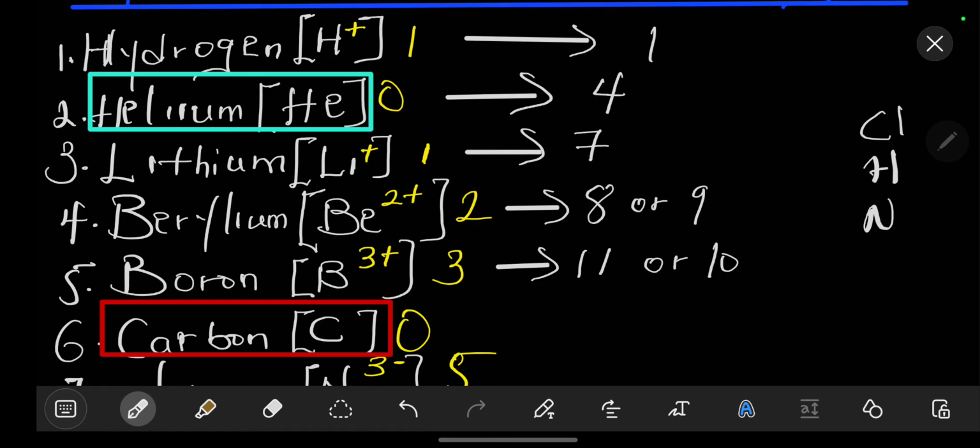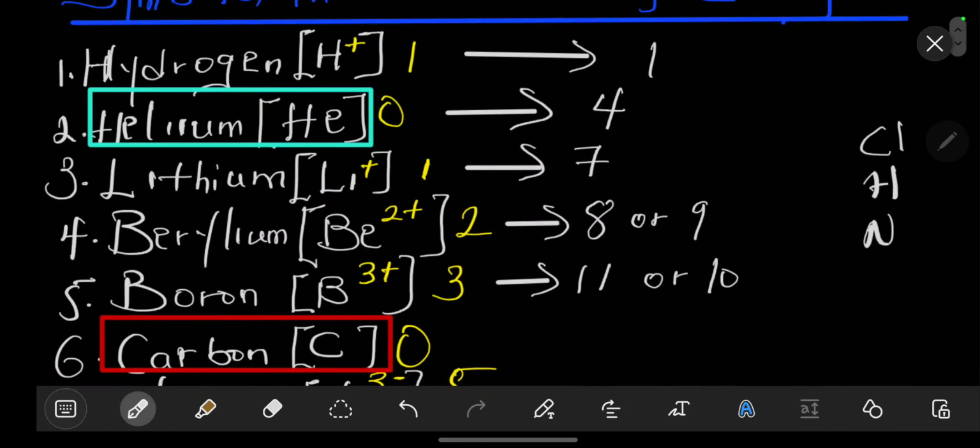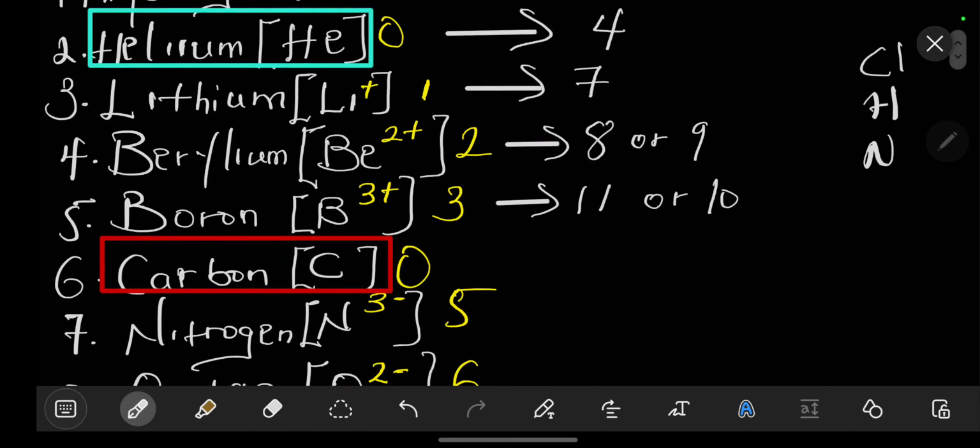Now, I've done the first 5 for you based on the rule I just gave you. Can you pause the video, then solve from number 6, the 6th element, down to the 20th element? Go ahead. Alright. Now, let me do that.